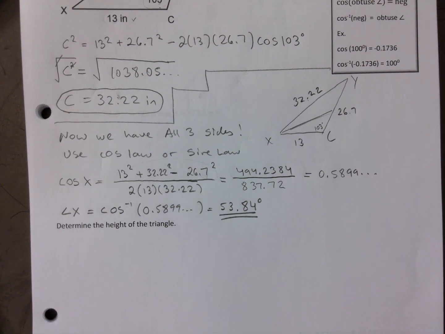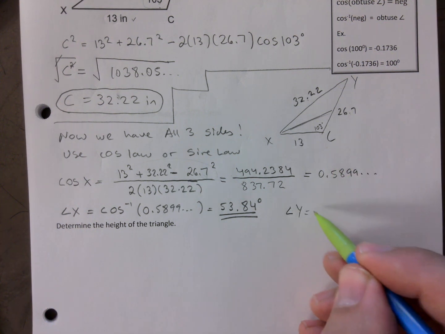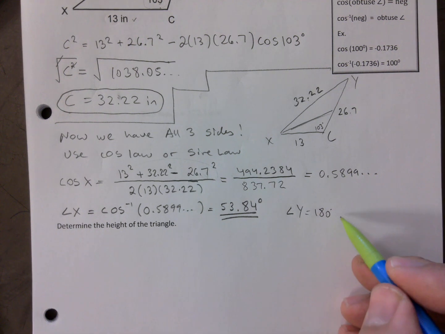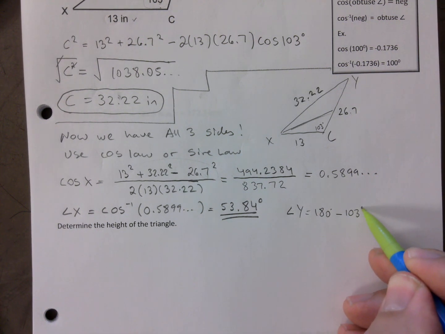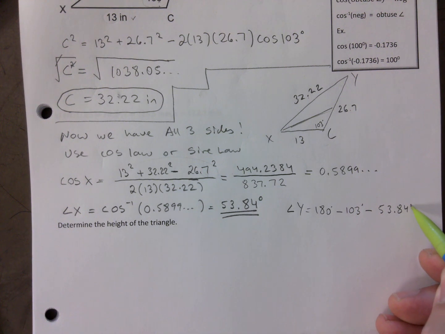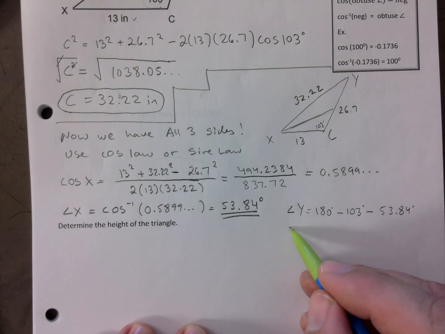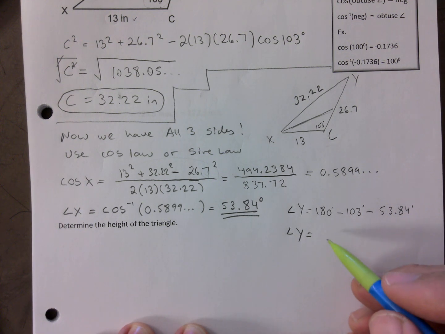So angle x is that, and therefore angle y, which is still to be solved, you just go 180 minus 103 minus 53.084. And there's a bit of a rounding discrepancy depending on how you solve. If you solve for y first and then figure out x this way, you might be off by 0.01, but that's not going to be an issue. You're not going to lose marks. It's just the way it goes.